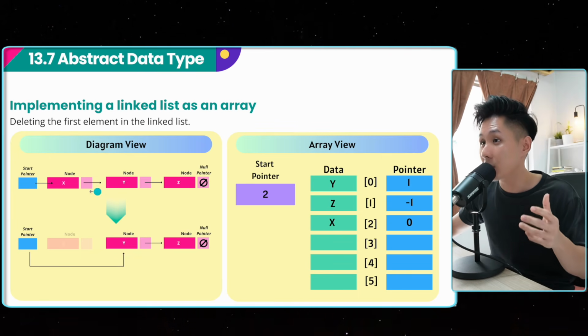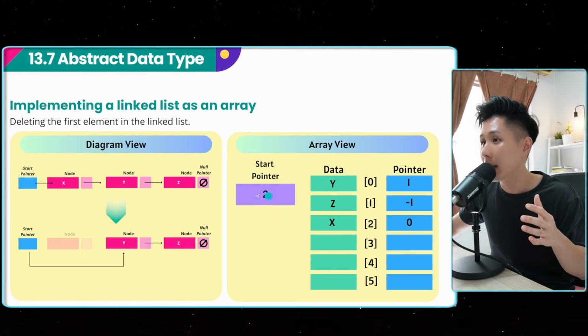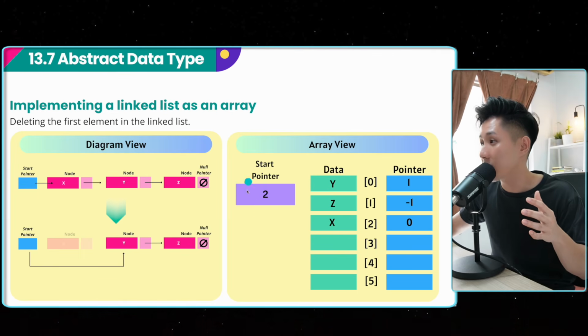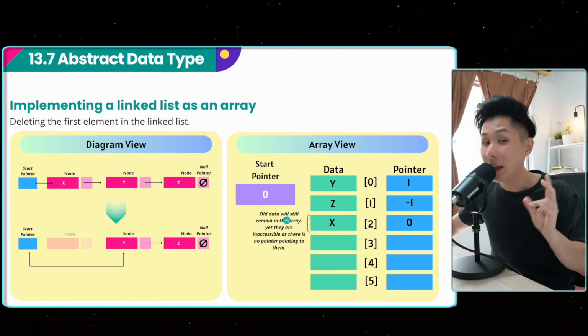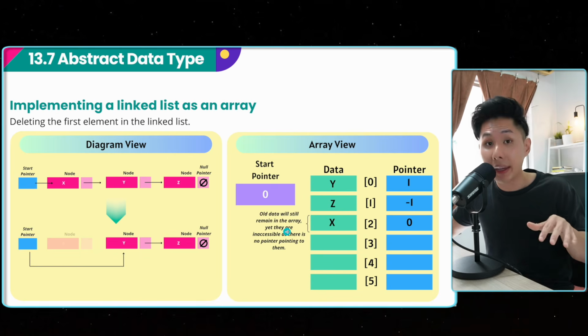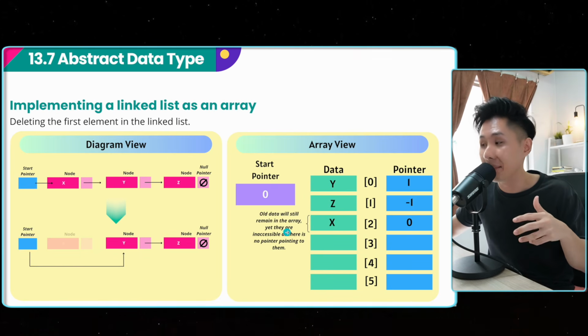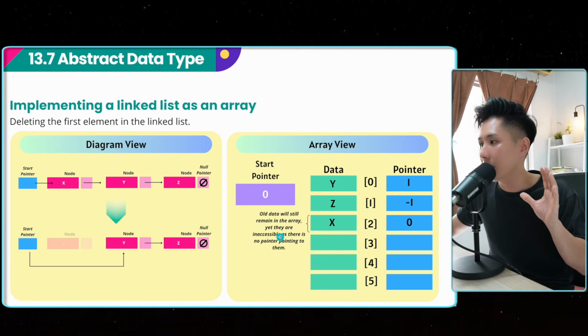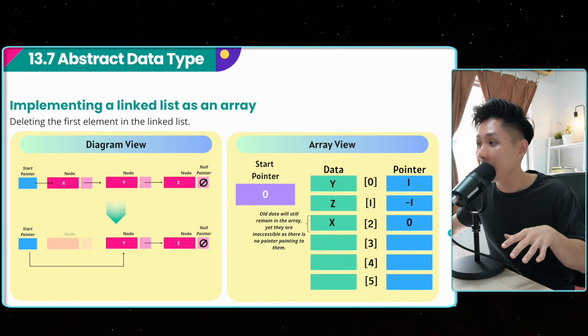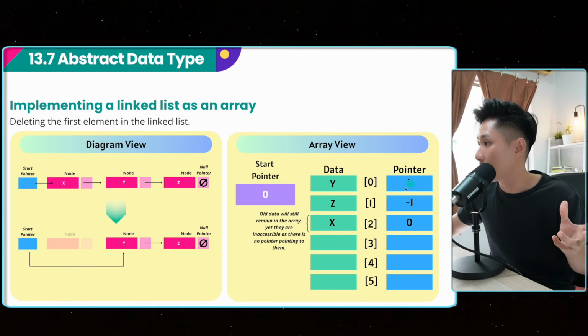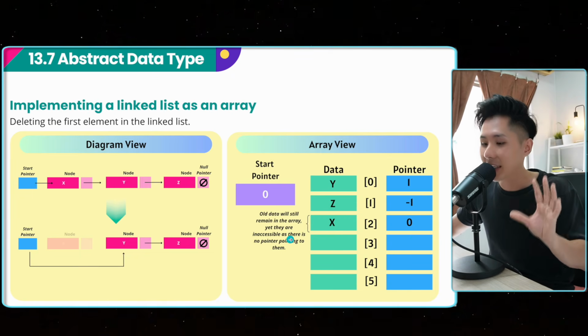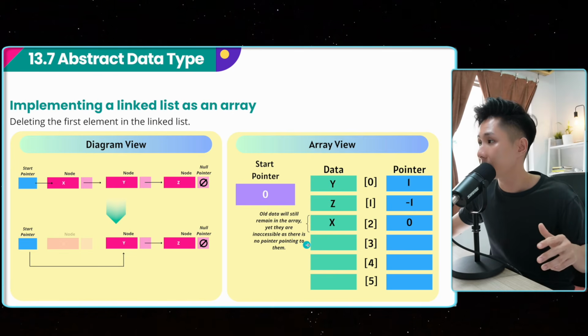Same goes for deleting. Deleting, I only need to change one item. Now the start pointer is pointing to 2, but let's say I don't want it. I can just change the start pointer value to whatever x is pointing to, which is 0. So look, the start pointer changes to 0. One catch is that the old data will still remain in the array. We'll learn how to make it more efficient later. But know that at this point, even though they are in the array, they are inaccessible because no one is pointing at x, no one is pointing at 2. So we can say that they have been deleted from the linked list.